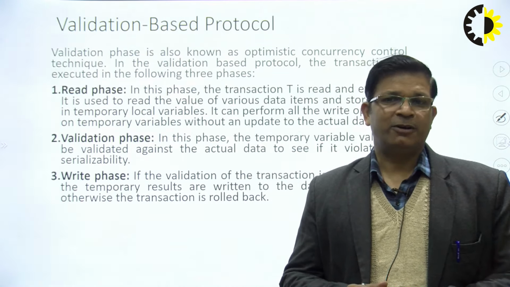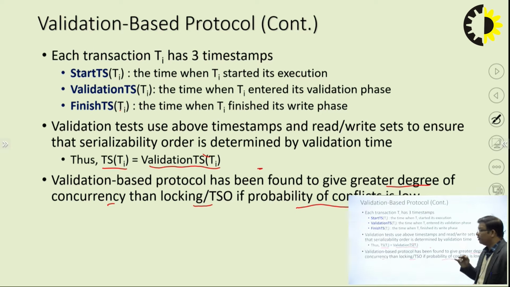The validation test uses the above time stamping and the read and write sets to ensure that the serializability order is determined by validation time. Thus, TS(Ti) equals the validation time stamping; both time stampings must be the same. The validation based protocol has been found to give a greater degree of concurrency than locking and time stamping protocols if the probability of conflicts is low. It provides high concurrency.